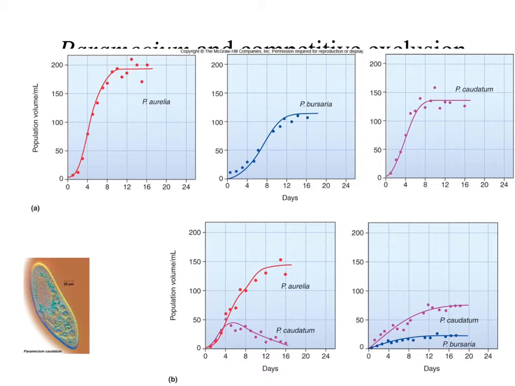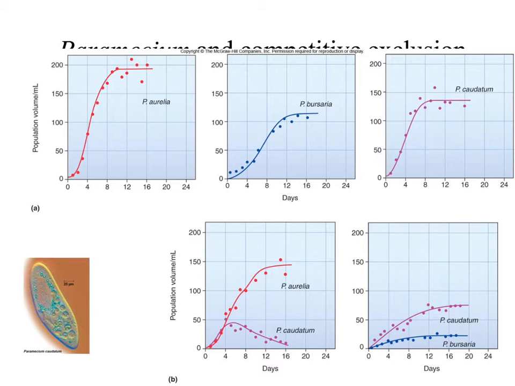Here are some graphs showing competition in these paramecium. We see that when the three species, Paramecium aurelia, Paramecium bursaria, and Paramecium caudatum, are grown separately, all three populations do very well. When we start adding the populations together, we see that P. aurelia is a better competitor than P. caudatum. This means that P. aurelia will drive caudatum extinct.